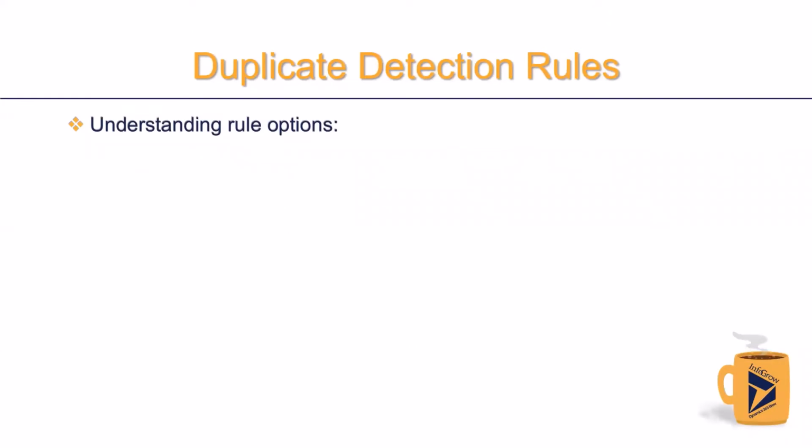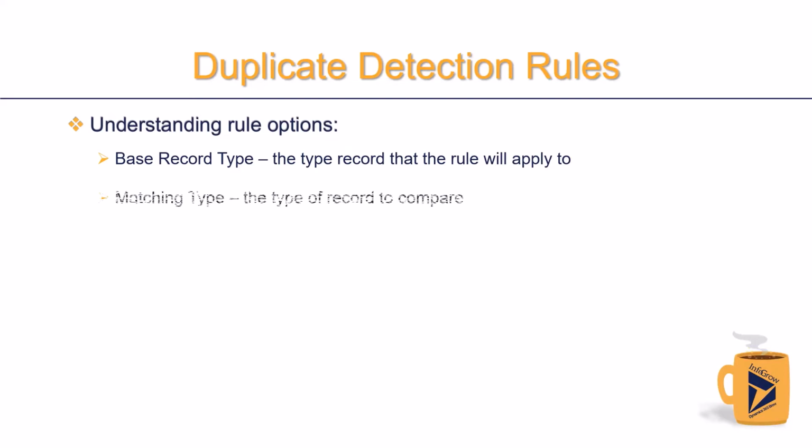Before configuring duplicate detection rules, it is important to fully understand how to build the rules and get the most out of the detection. The first terminology option is the base record type. The base record type is a type of record that the rule will apply to, for example, contact records. The matching type record is a type of record you are comparing the base record to.